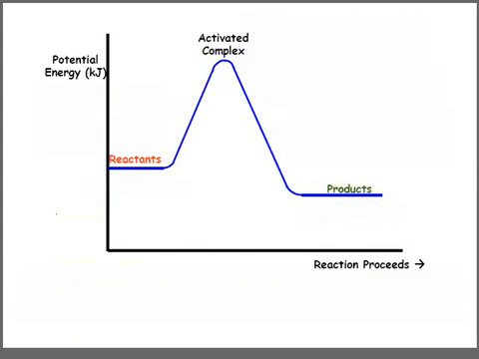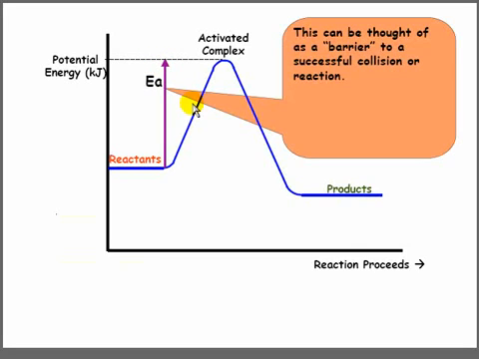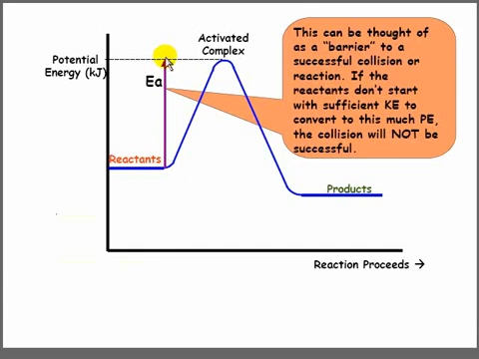Let's look at this graph again. The amount of potential energy reactants must gain in order to form the activated complex is called the activation energy, EA. It's indicated by this arrow. You'll notice it's the energy difference between the reactants and the energy of the activated complex. This can be thought of as a barrier to a successful collision. The collision must somehow cross this barrier before it can be successful.